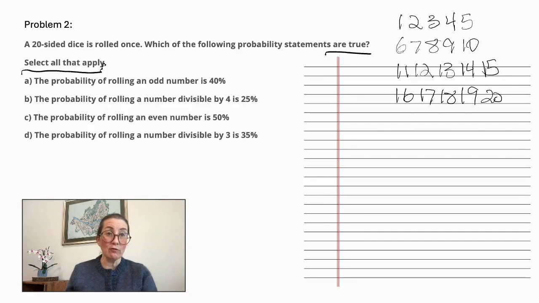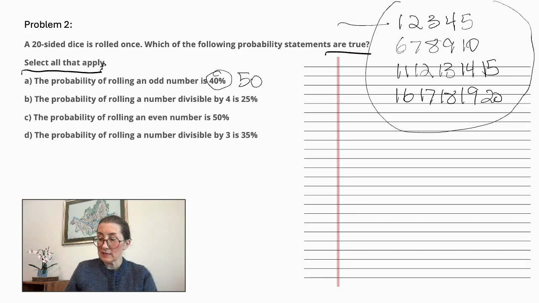The probability of rolling an odd number is 40%. So we have a list of the 20 possibilities, and you're rolling it one time. Half of these numbers are odd, and the other half are even. So this probability is 50%, not 40%. So this is not true.